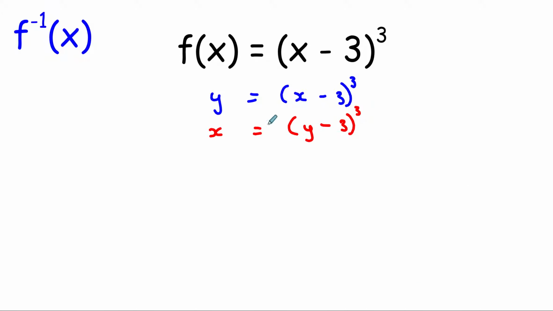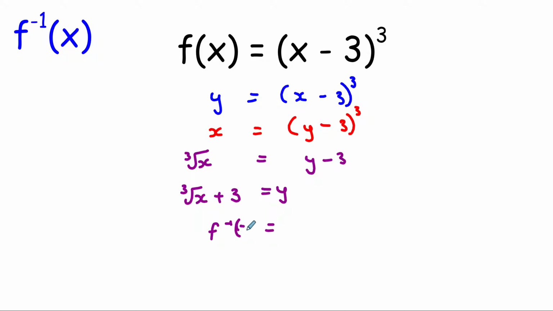And very similar to the previous example, I want to make y the subject. The cube is the thing that's outside the bracket, so that's the first thing I'm going to move. So the inverse of cube is cube root. That means I do not need the bracket anymore on this side. And then I take my negative 3 over to the other side, and that would inverse to a positive 3, and then I have y. So my inverse function is the cube root of x plus 3.